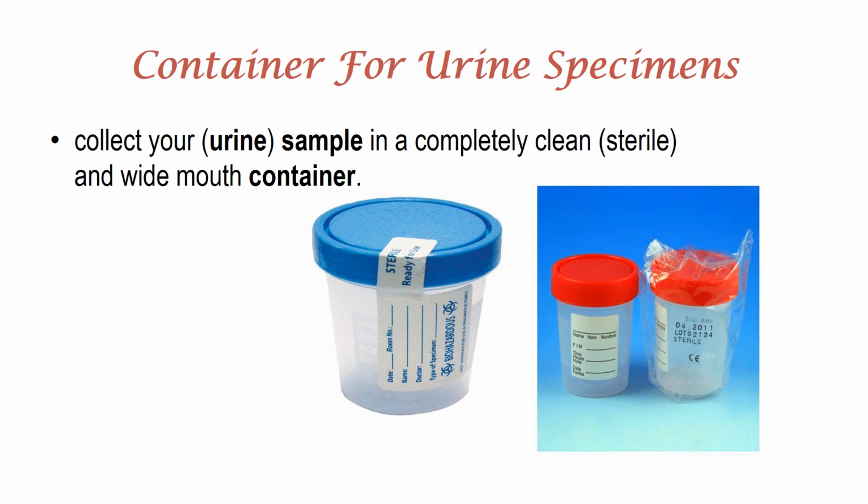Container for urine specimen. It is advised to collect the urine sample in a completely clean, sterile, wide mouth container. Here we mostly use two types of container. One is the blue top container and the second is the red top container. The blue top container is sterile and doesn't contain any type of chemical, but the red top container contains boric acid, which is used to preserve the urine sample for up to 72 hours. It causes the sample to be static.